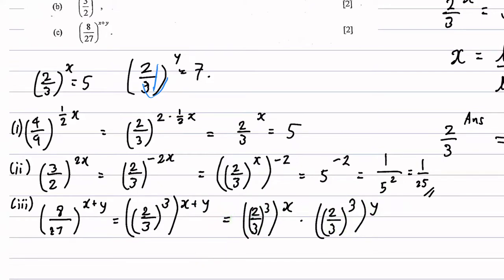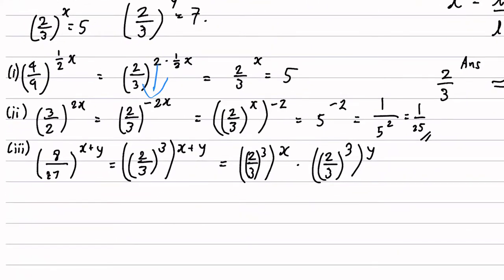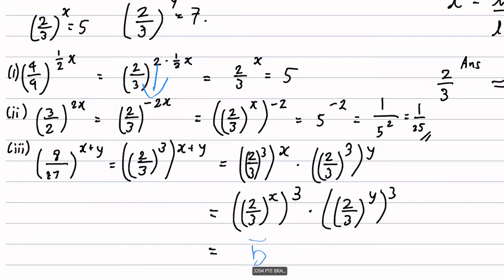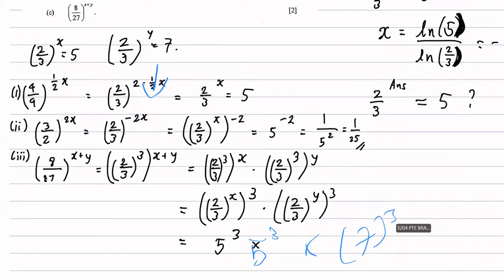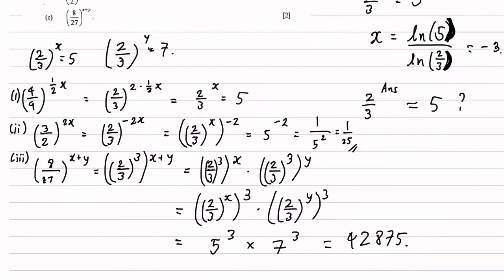Is this okay with you? Yeah. Okay, then therefore this (2/3)^3, then power x can be swapped around. So it's power x first, then power 3. Same thing with the other one. Power y first, then power 3. So it's 5 to the power 3 times 7 to the power 3. Yes, okay, very good. So let me just type it in the calculator. 42875. Yeah, correct. So what is the main point here? You don't need to solve for x and y. Yes, that's the main point of this discussion.